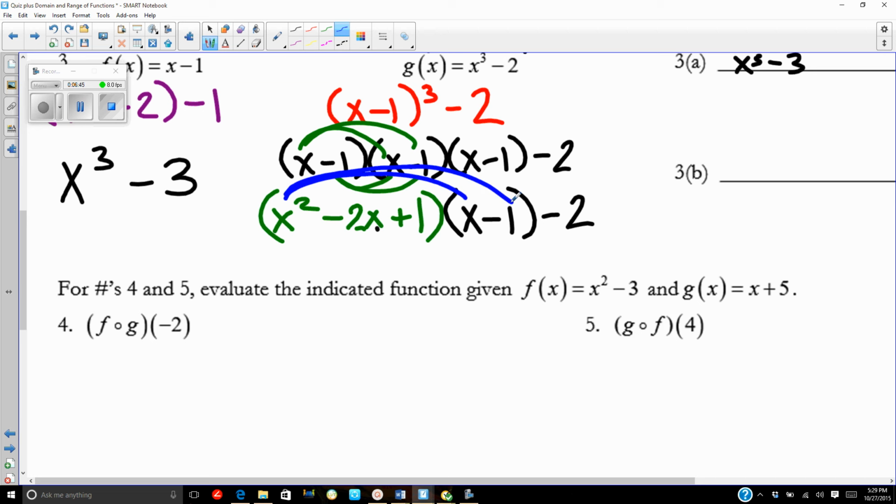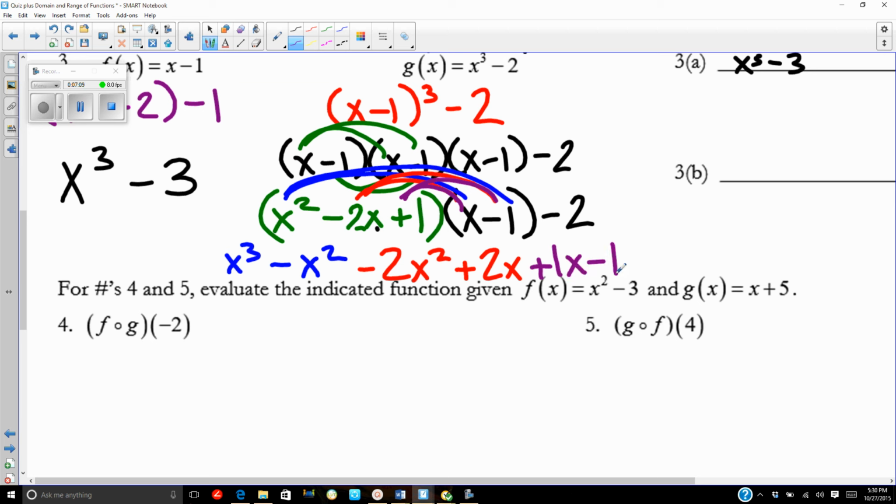So x squared times x. And we're going to distribute the negative 2x. And we're going to distribute the positive 1. And again, don't forget about this minus 2 to combine like terms at the end. So combine like terms and you'll get your answer for 3b.